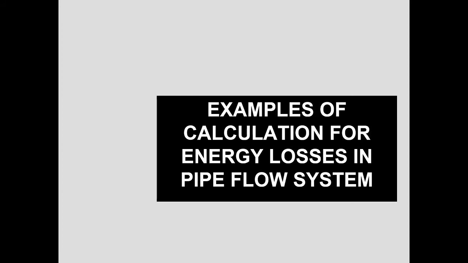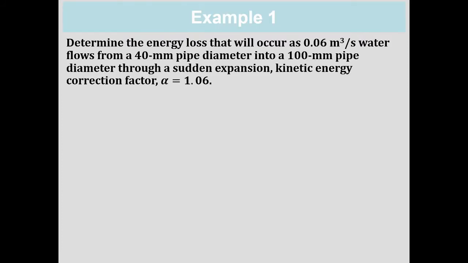Okay, some more examples. Determine the energy loss that will occur as 0.06 meter cube per second of water flows from a 40 millimeter diameter pipe into a 100 millimeter diameter pipe through a sudden expansion. The kinetic energy coefficient factor alpha is equal to 1.06. You know that to get the head loss, this is a minor loss, so HM equal to KV squared over 2g.